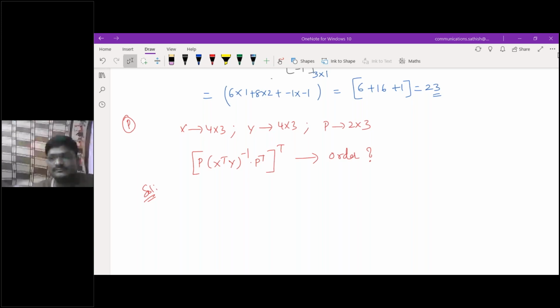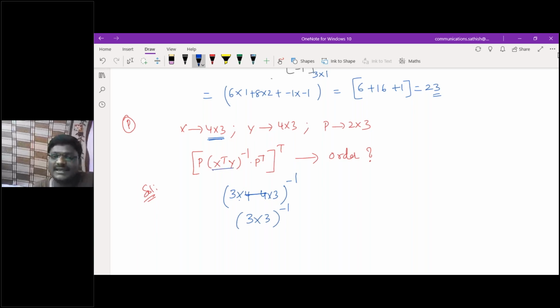So how will you get it? See, check it out. First, X transpose Y, Mark. X transpose means what? Rows and columns I need to interchange. This is 3 by 4. Y is 4 by 3. For this product, I need to do the inverse. So these two will get cancelled. Then I'll have 3 by 3 inverse. If I do the inverse for a matrix, the same 3 by 3 only will come.